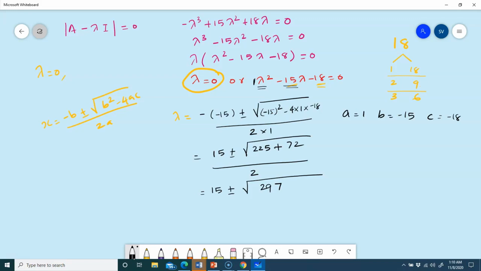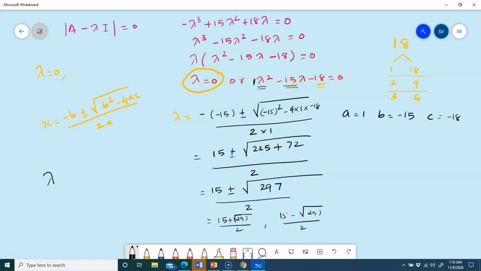Yep, it is 297 over 2. Because 297 is a number that doesn't have any perfect square root, we can just split this into pieces and write the answer as 15 plus square root of 297 over 2 and 15 minus square root of 297 over 2. These are two values. So we are going to write our eigenvalues just like this.